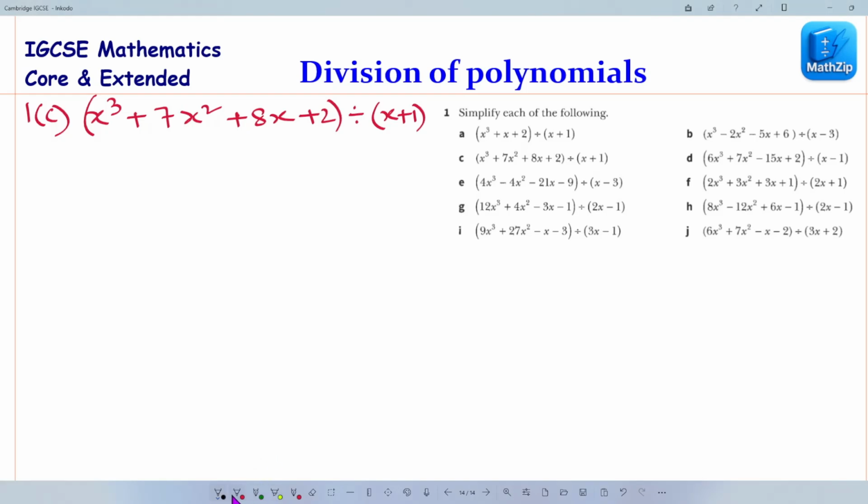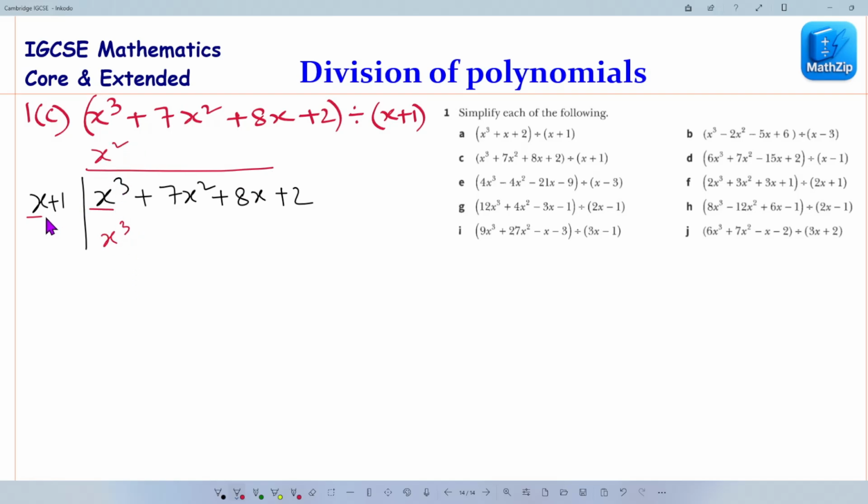Number C, we will divide x cube plus 7x square plus 8x plus 2 by x plus 1. So first term is x cube. Once we divide x cube by x, we will get x square. So here is x cube, and x square times x is x cube, x square times 1 will be x square. So plus x square, then minus.